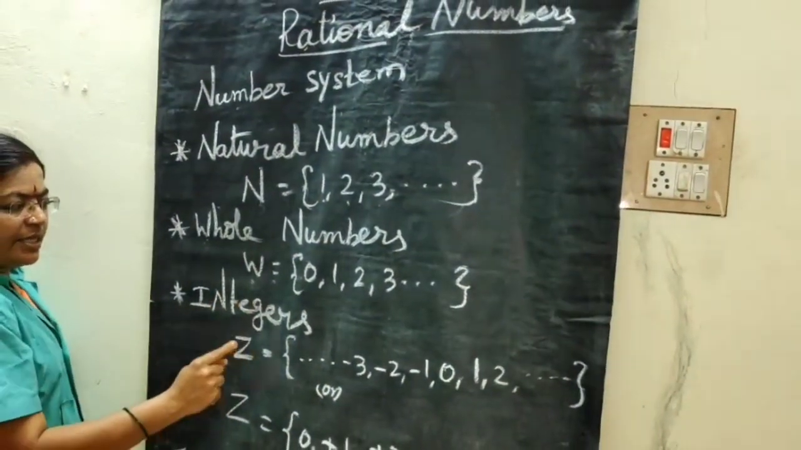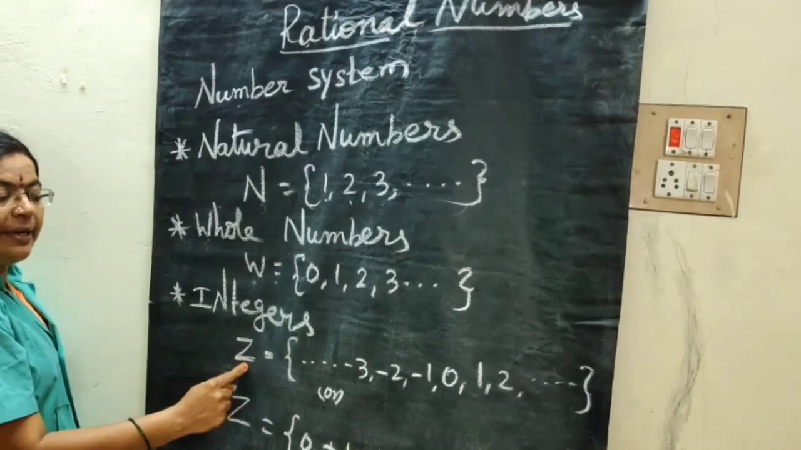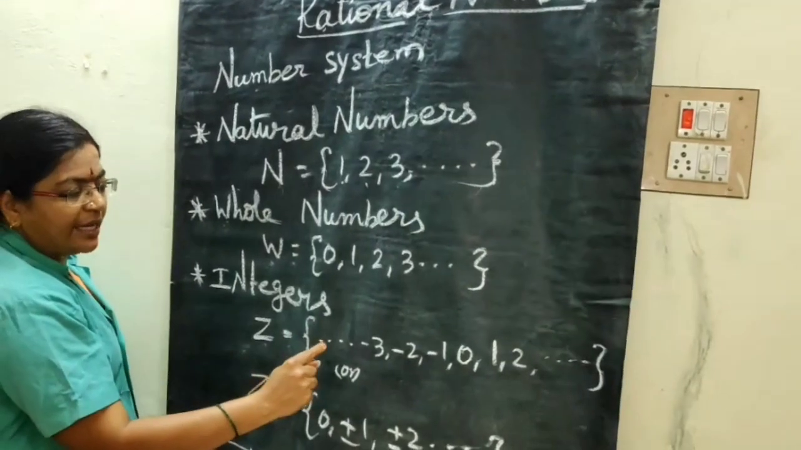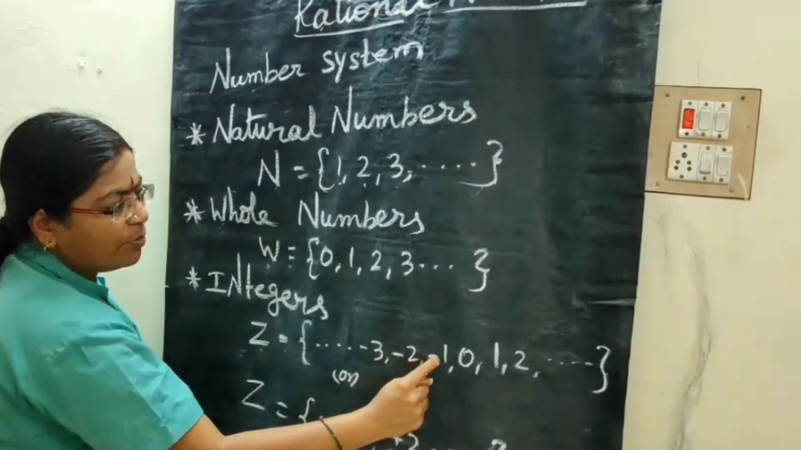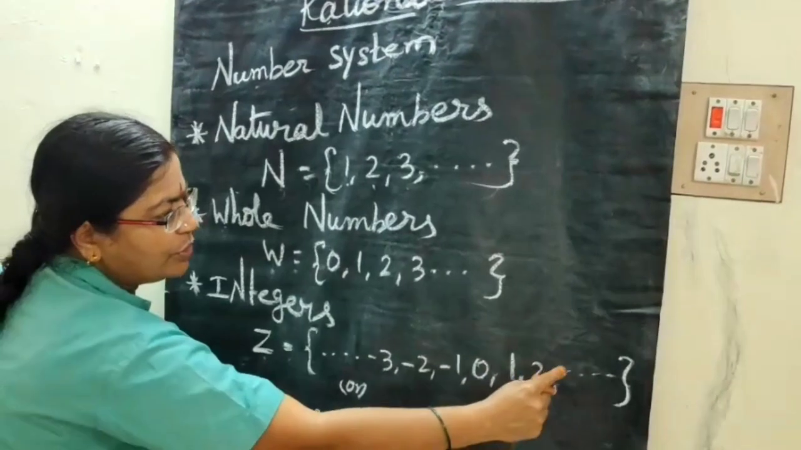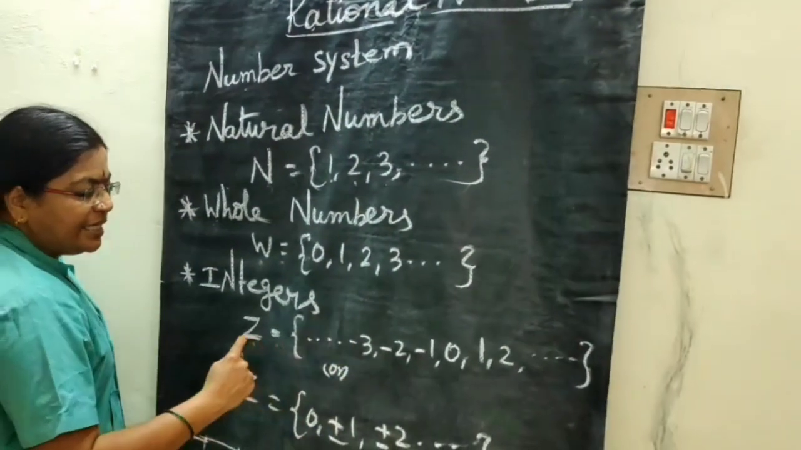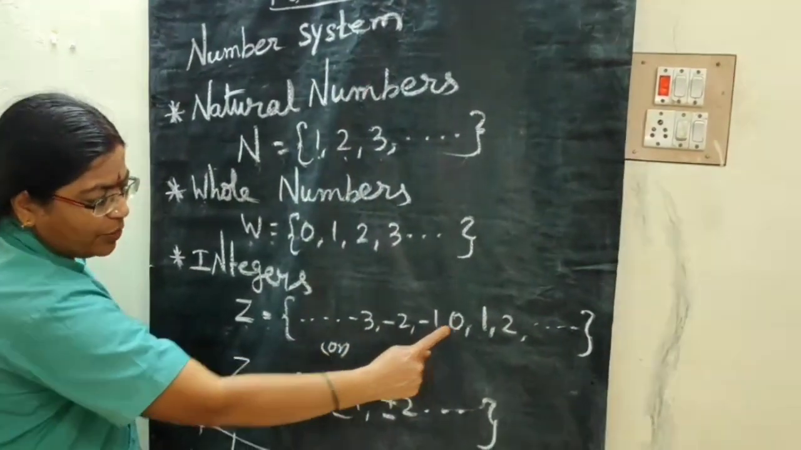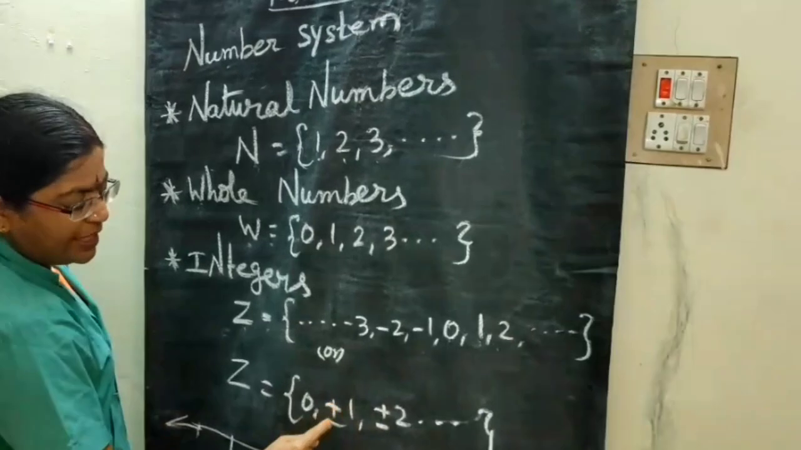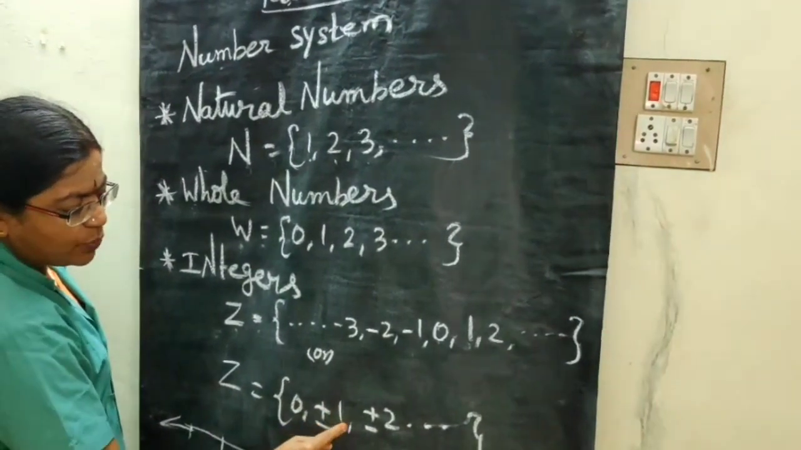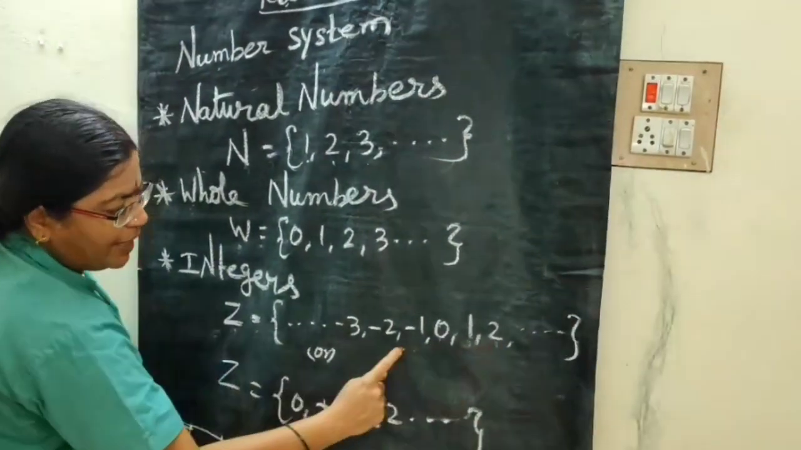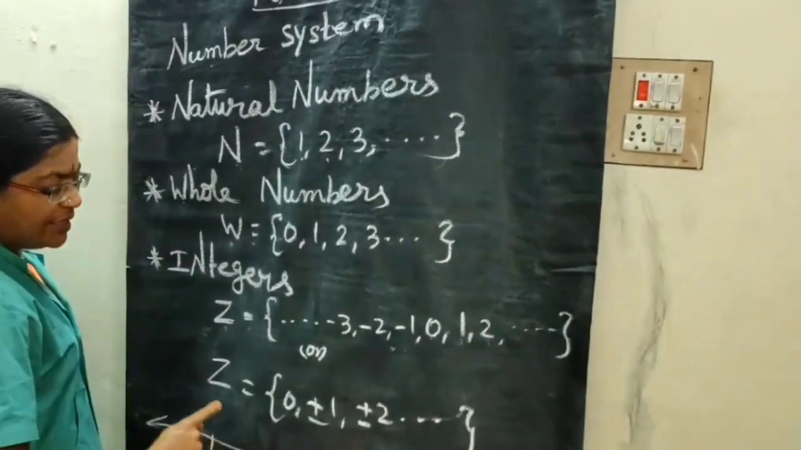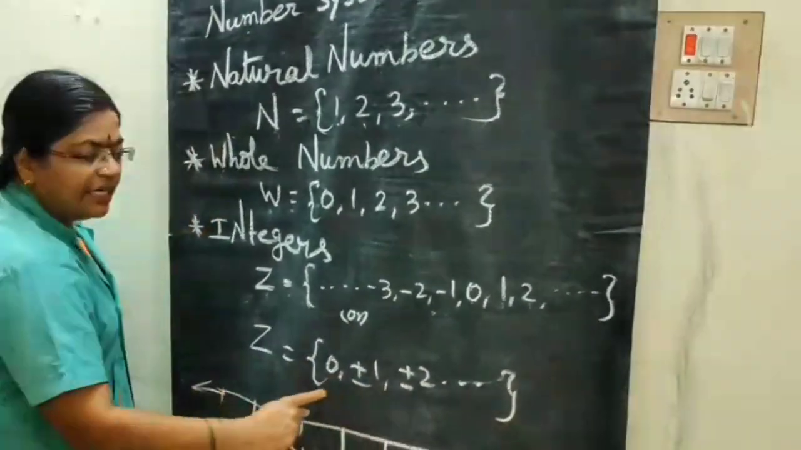Next, integers. Integers are denoted by the capital letter Z equal to, start set bracket, etc. -3, -2, -1, 0, 1, 2, 3 going on. This is the integer short form. Z equal to 0; first you write the 0, then you write the short form plus or minus 1, comma plus or minus 2, comma plus or minus 3, going on. These numbers are called the integers.